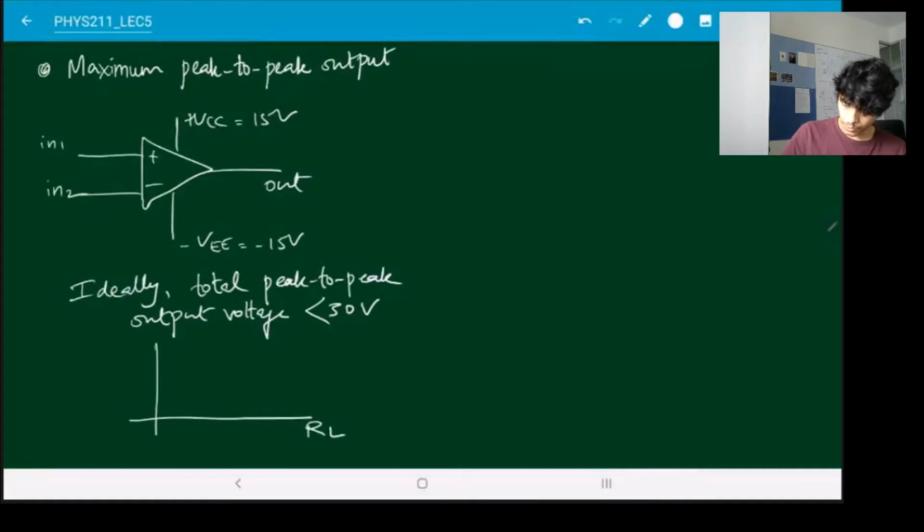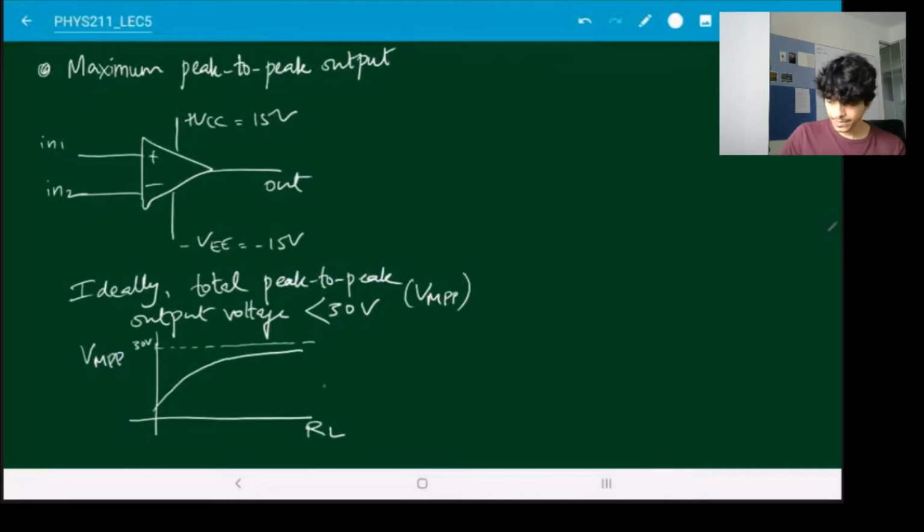It depends on the amount of load resistance that you have put. And over here, this is called VM peak to peak. So VM peak to peak, the graph looks something like this. So your 30 volts will be somewhere over here. But ideally, depending on how much load resistance you're putting, you will get some lower value. So always remember that you are always limited by how much load resistance you're putting. You're limited by the real component inside this circuit.